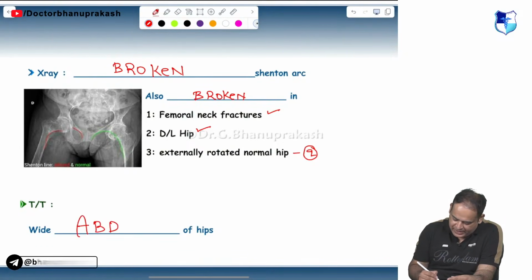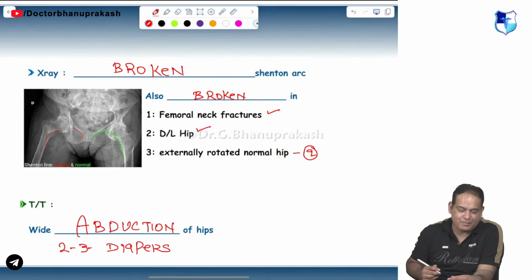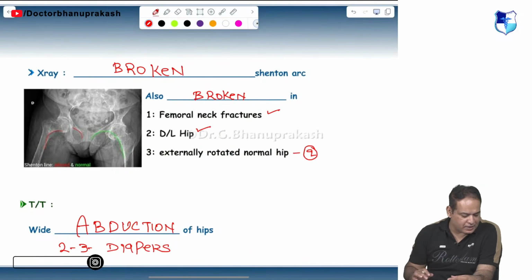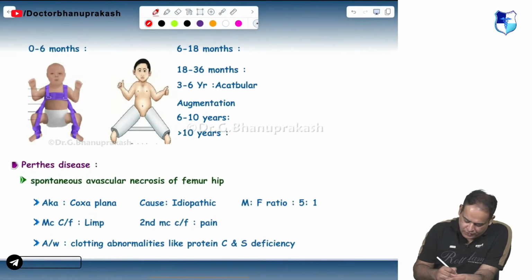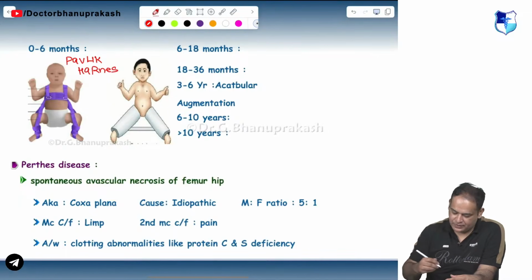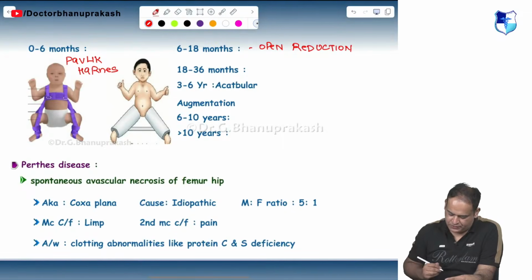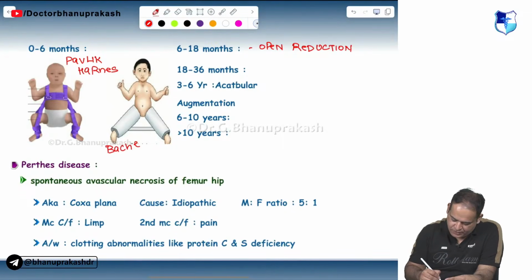Treatment is wide abduction of the hip. How? Apply 2 or 3 diapers. The child will not be able to close his legs. But they don't ask you this in the exam. What do they ask? So 0 to 6 months, what is the treatment of choice? Pavlik harness. 6 to 18 months? Open reduction, and it has to be followed by a spica cast.